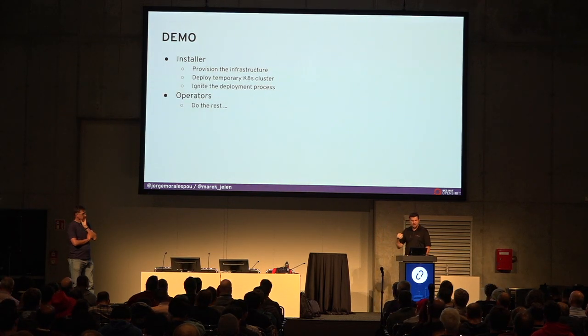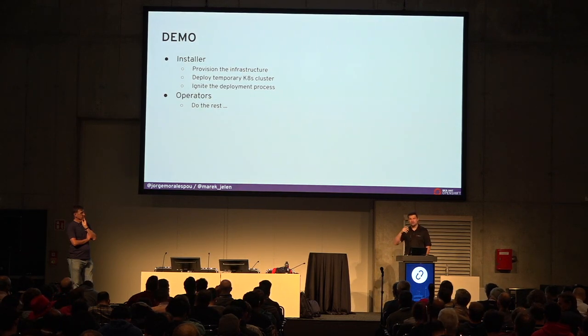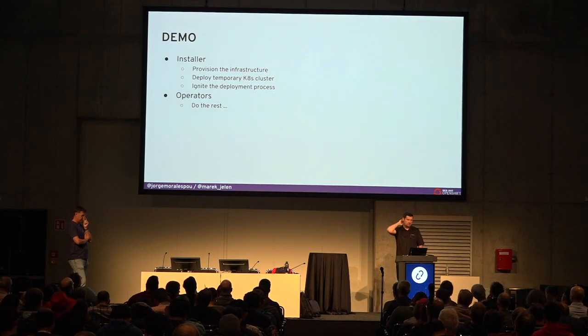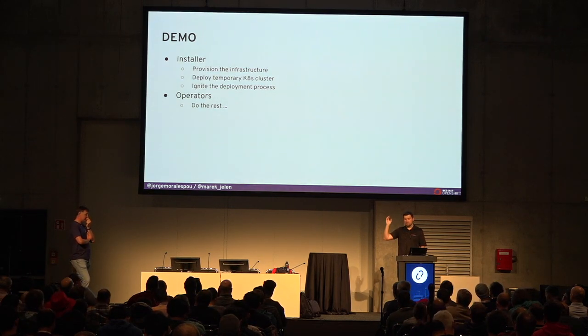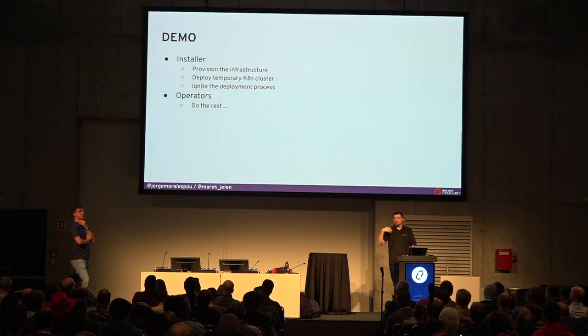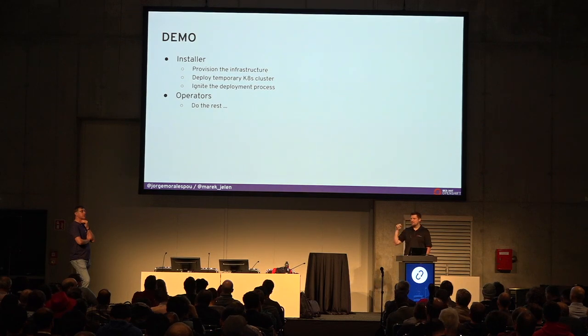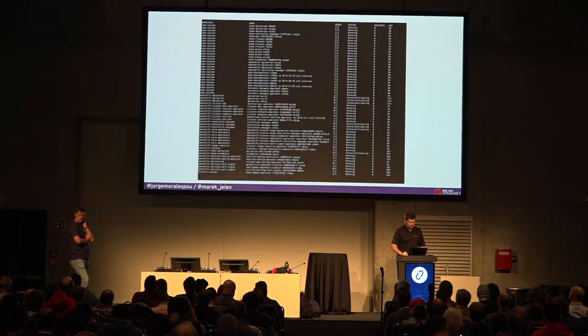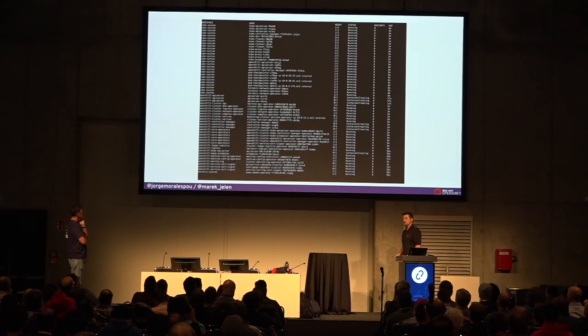So our installer, what it does, it provisions an infrastructure. So it generates a Terraform template based on some definition, and applies it against a cluster, right? So it can be AWS, it can be Google, it can be Azure, whatever, because Terraform supports those, or it can be on-premise. But it provides the infrastructure. Then it provides a temporary Kubernetes cluster, so we are able to use Kubernetes. And then we start a so-called Ignite process. The Ignite process takes this temporary Kubernetes cluster and starts deploying operators from that onto a new cluster. And everything is handled through operators. So this slide is a screenshot of a deployed OpenShift cluster. How many operators can you count?